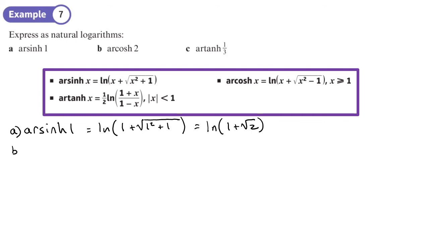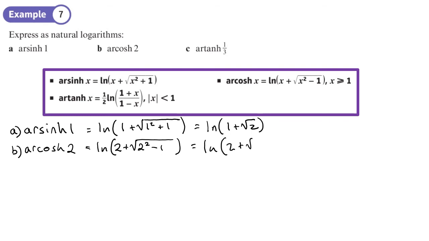Second one, arccosh 2, so we substitute 2 into the formula, so we've got log of 2 plus the square root of 2 squared minus 1. So then we get the log of 2 plus root 3. So exact values here.